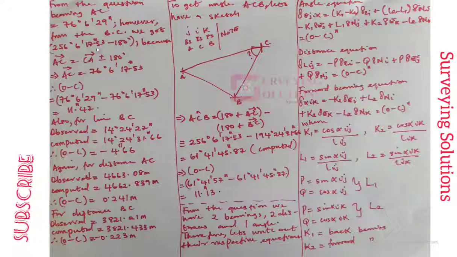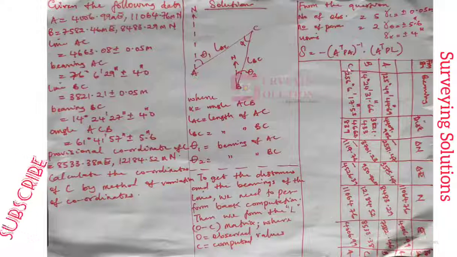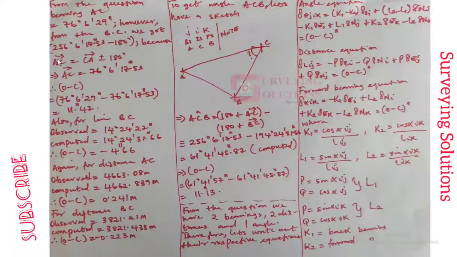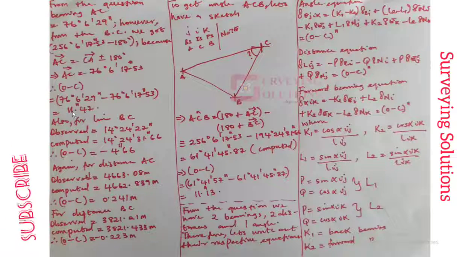Now the reason why we subtracted 180, let's go back there. Now look at the back computation. What we have here is CA, not AC. And you know that when you have AC and you have CA, their difference is always 180, because they are angles on a straight line.